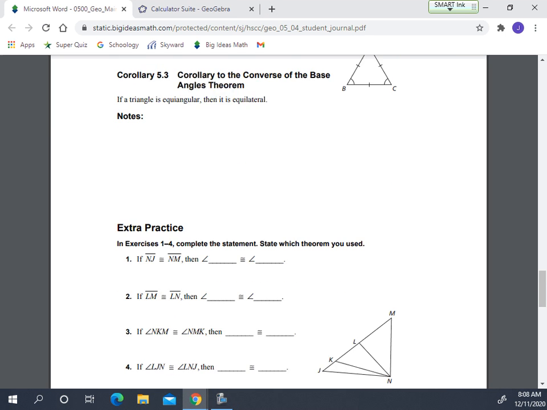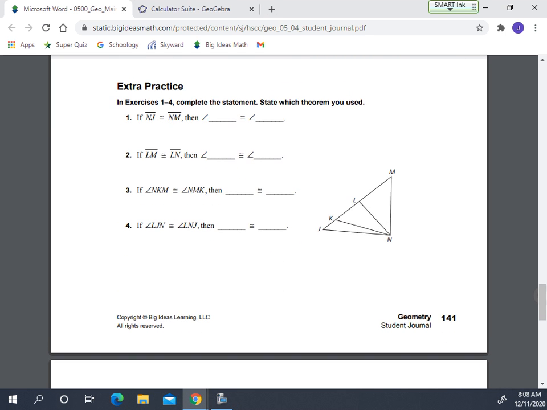Let's go on to some examples here. Let's see if we can apply that knowledge that we just learned. That was a lot of info. Let's see if we can apply it. Complete the statement. Say which theorem you used.